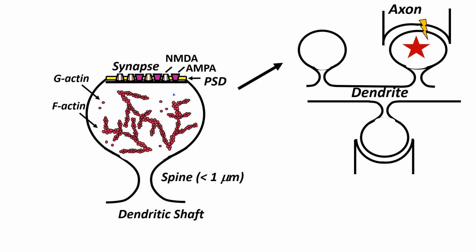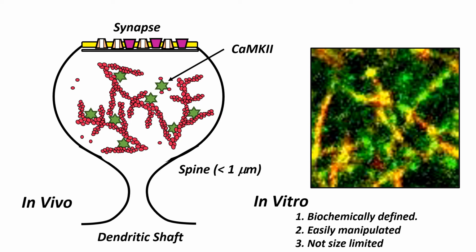The stimulated spine increases in size. The calcium calmodulin-dependent kinase 2, CAMK2, is a dodecameric enzyme abundant in dendritic spines. The inactive form binds both G and F actin. This study investigates these interactions in an in vitro system that overcomes in vivo complexity and size limitations.